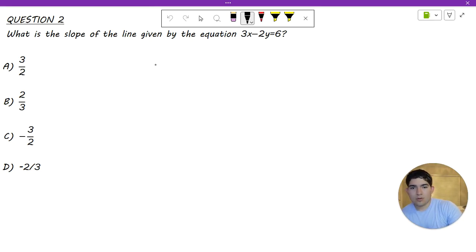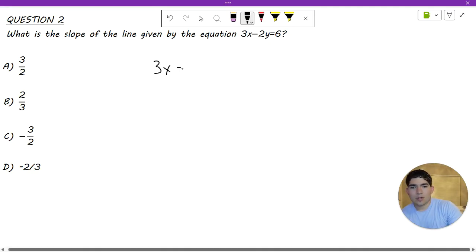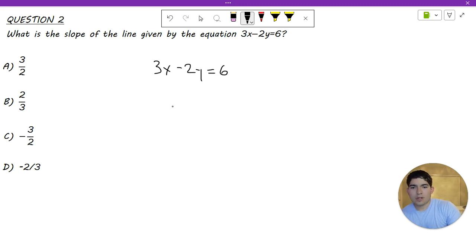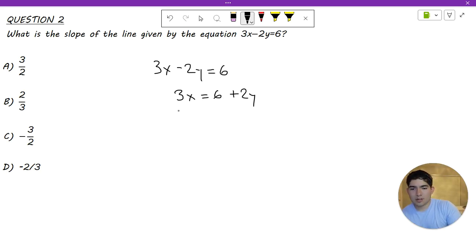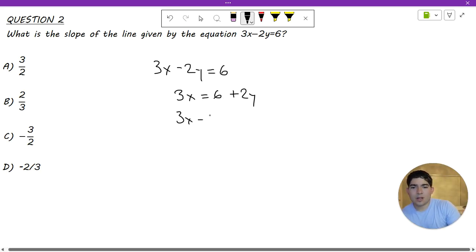So what I'm going to do is rewrite our formula real quick for our problem. That's the one we were originally given. So we need to isolate the y variable. What we're going to do is subtract the 2y from both sides. So we're going to end up with this, it's going to be equal to 6 plus 2y. And then now we're going to subtract 6 from both sides. So we're going to end up with 3x minus 6 is equal to 2y.